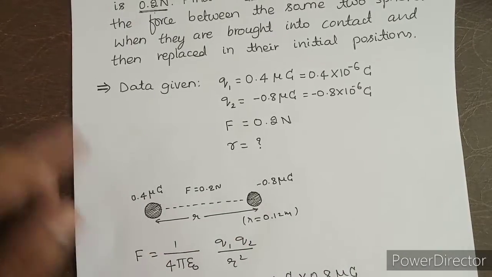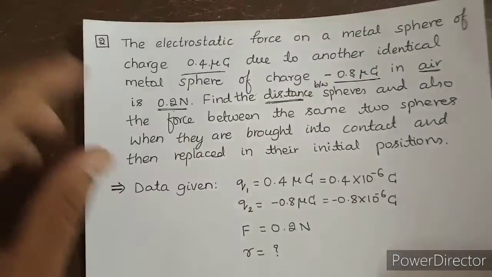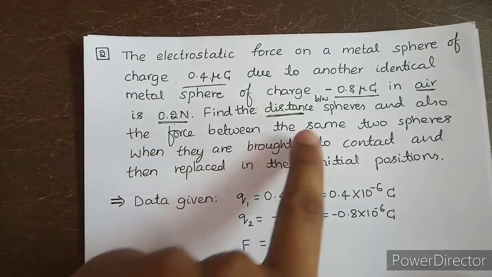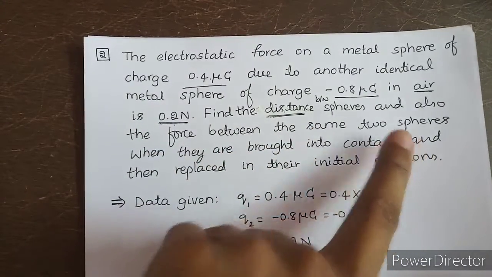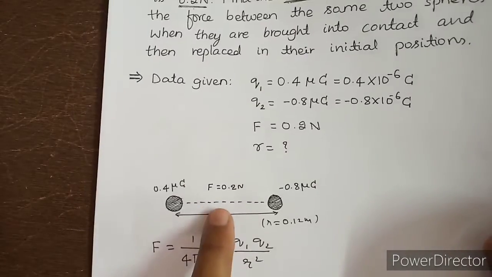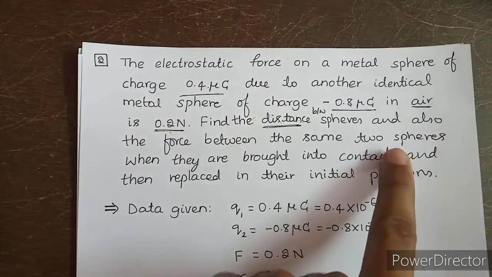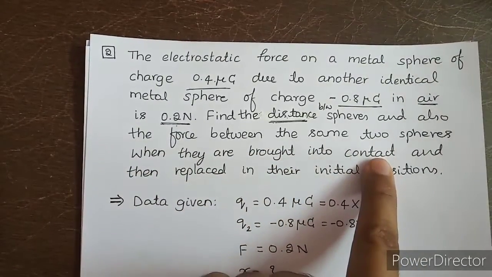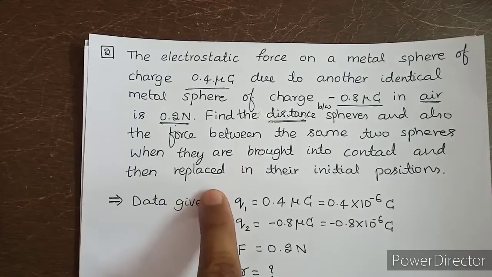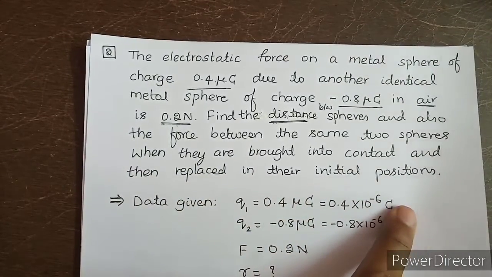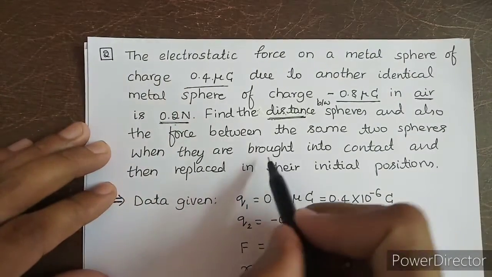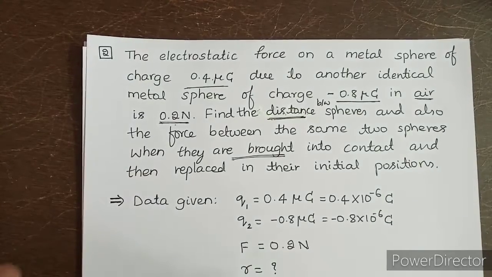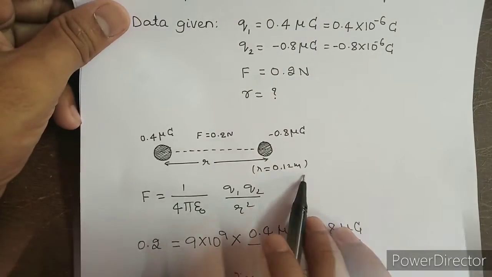Okay, so this is case 1. Then what's happening here? Find the distance between the spheres, that is done, and also the force between the same two spheres. We already have one force, that is how much? 0.2 Newton. But look at this. Find the force between the two spheres when they are brought into contact and then replaced in their initial positions. So first we have to bring them in contact. Then what happens? Charge distribution takes place. Then we have to separate them with the same distance, that is 0.12 meter.